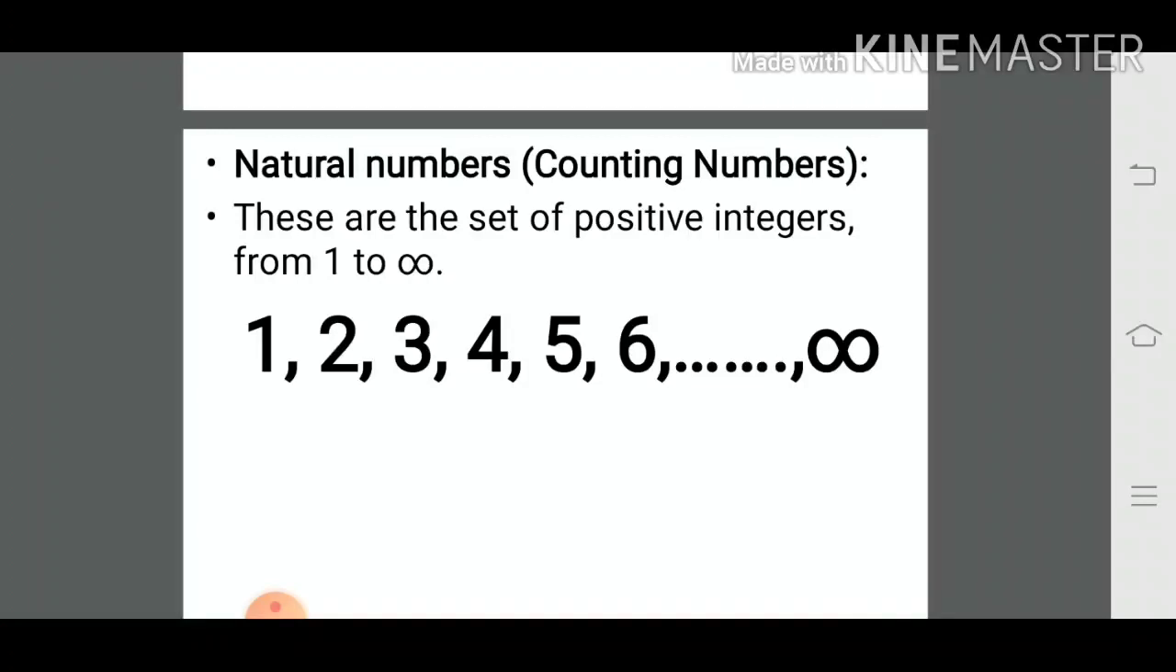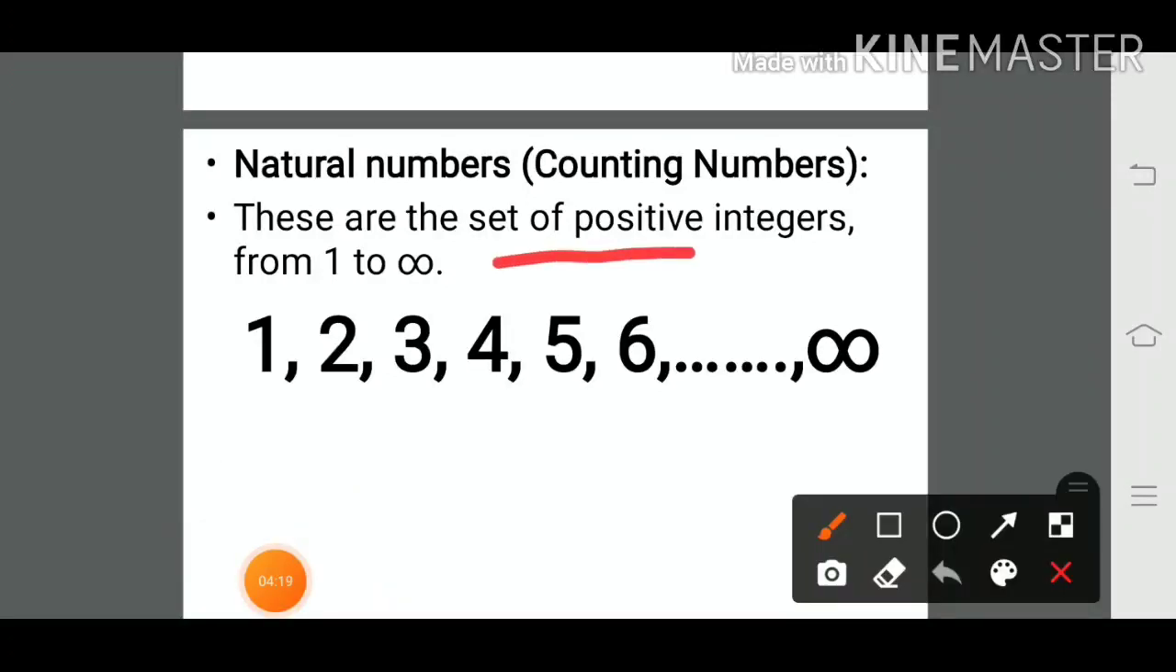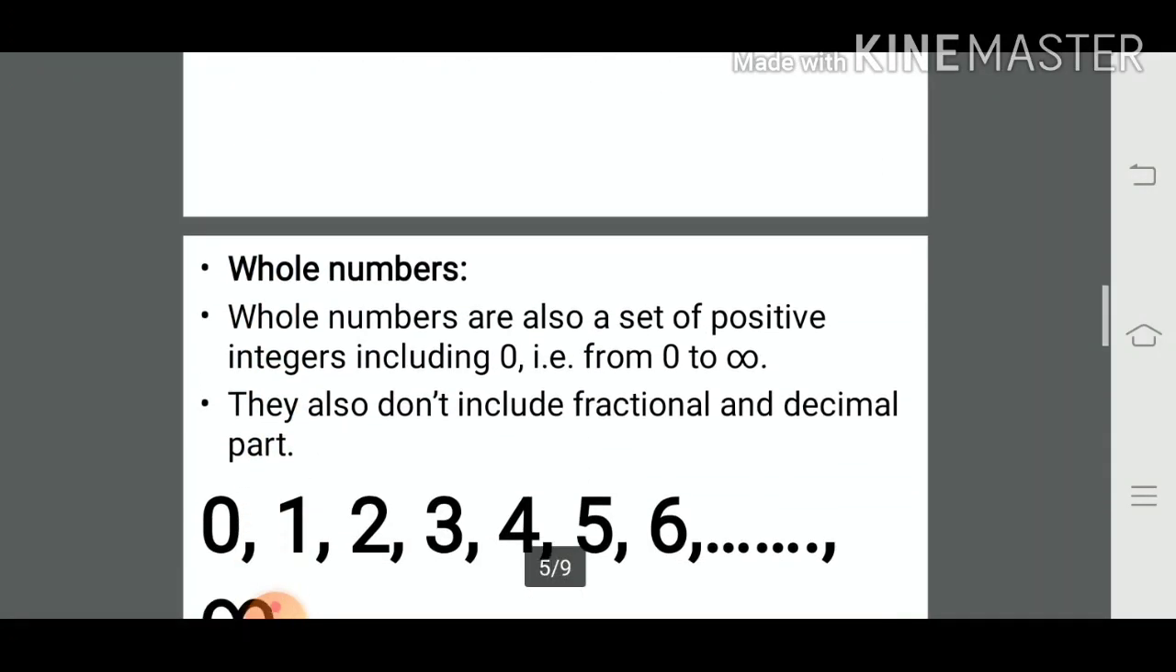Now I am again repeating, what are the natural numbers? The natural numbers are the numbers that start from 1, and these are a very important set of positive integers. We already studied that integers can be whole numbers that start from 0, they can be positive or negative, but natural numbers are always a set of positive integers that start from 1. It's very important.